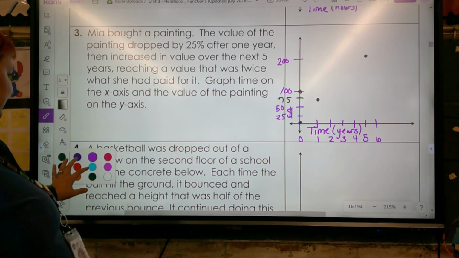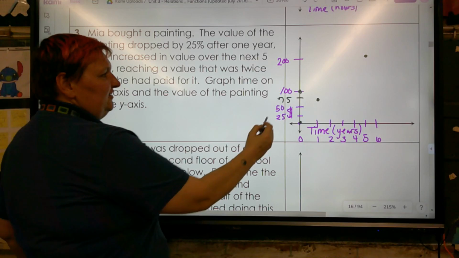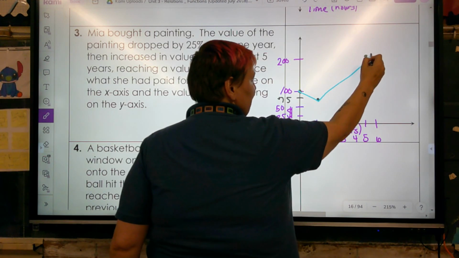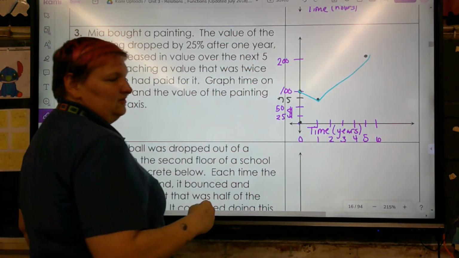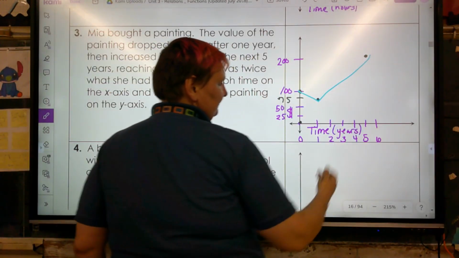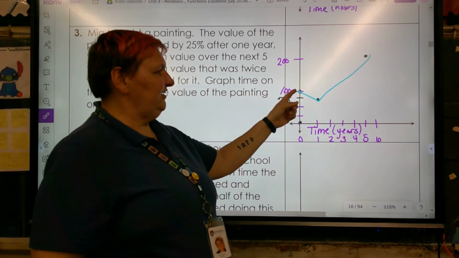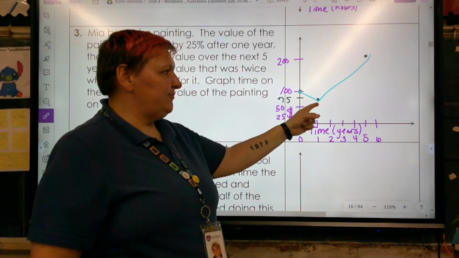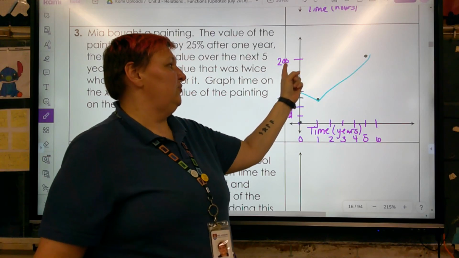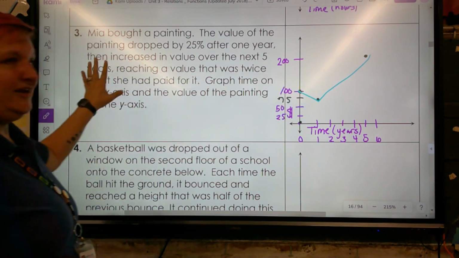Now, all we have to do is connect the dots. This is what she paid for it. It went down in value 25% and then increased in value. Don't judge me, I can't draw a straight line. So this is what that graph should look like. It started at whatever she paid for it. It dropped down 25%, which in this case was $25, and then increased to double what she paid for it. So you make the graph match the information.